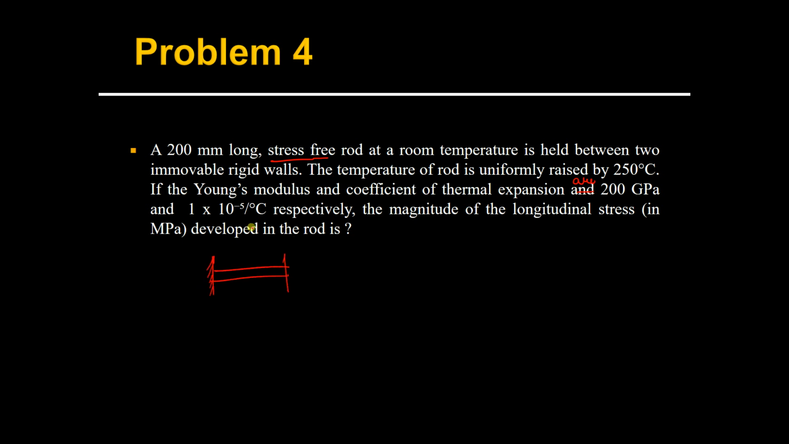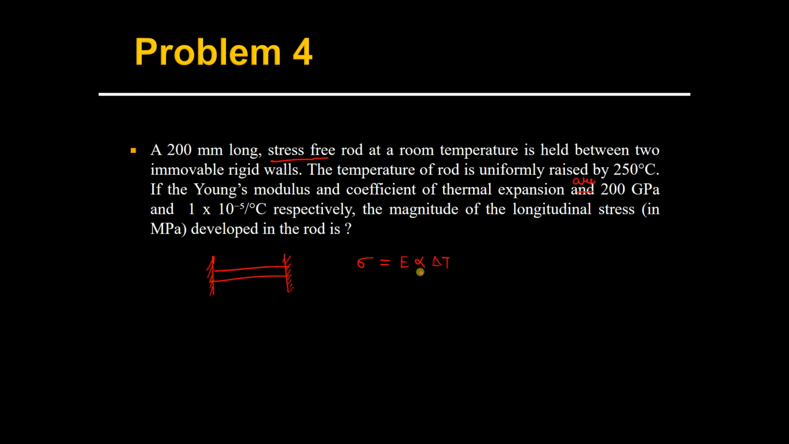So there is a 200 mm long stress-free rod, and this is held between two immovable rigid walls. Now what is being asked is the magnitude of the longitudinal stress. So we know that in a thermal problem, sigma, the thermal stress, is given as E alpha delta T. These are the direct formulas that you should have in your tips. There is no time to construct or derive the formulas.